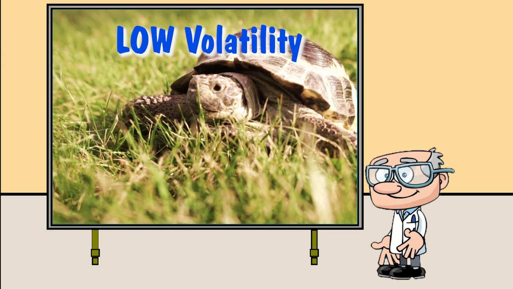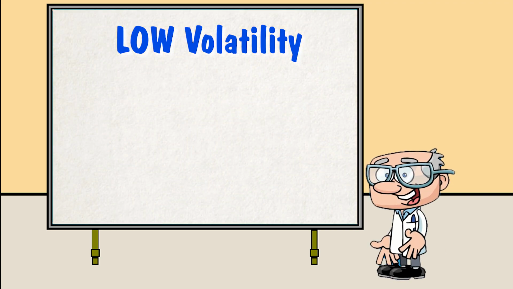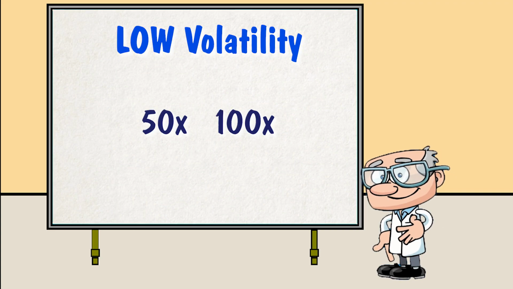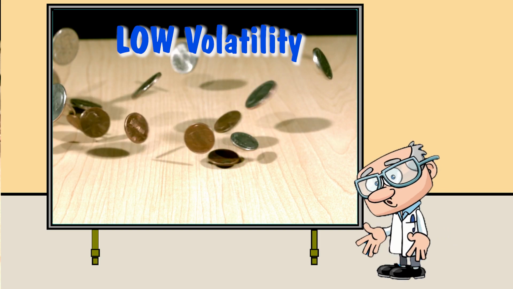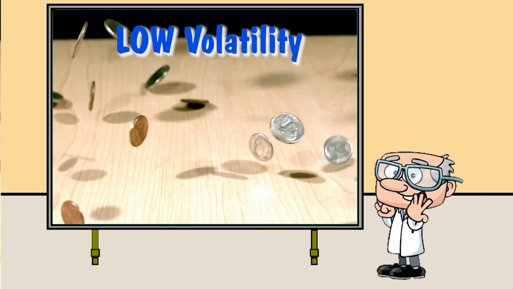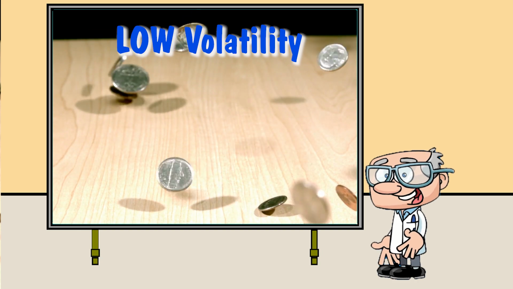On the other hand, if a slot has low volatility, the most you're likely to win on a single spin might be only 50 to 100 times your spin bet. But these same machines usually give you more of these winning spins, even though they are generally only modest in size.